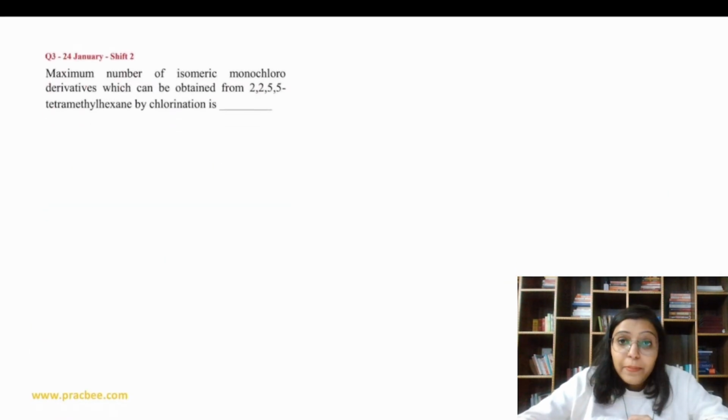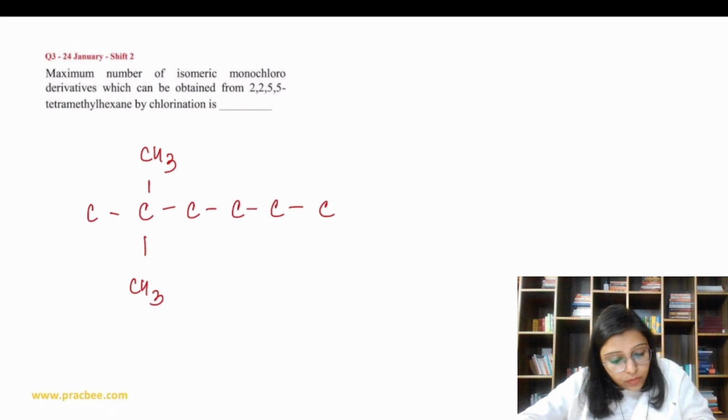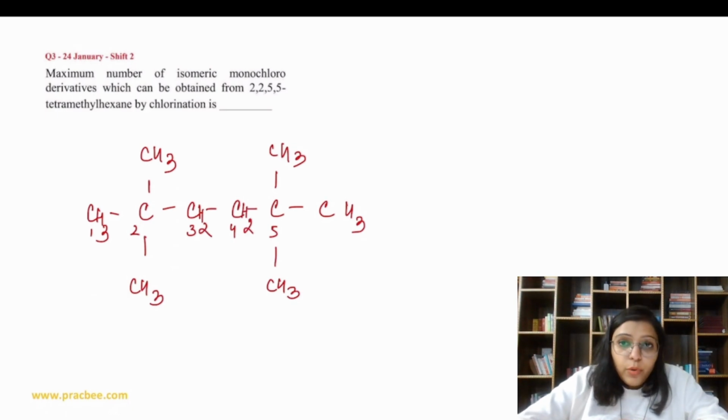The question says: maximum number of isomeric monochloro derivatives which can be obtained from 2,2,5,5-tetramethylhexane by chlorination. So hexane is 1 2 3 4 5 6. 2 2, 1 2 3 4 5, 5 CH3 CH3 CH3. Okay, here we have CH2, here we have CH2. Okay, so the point is maximum number of isomeric monochloro derivatives.